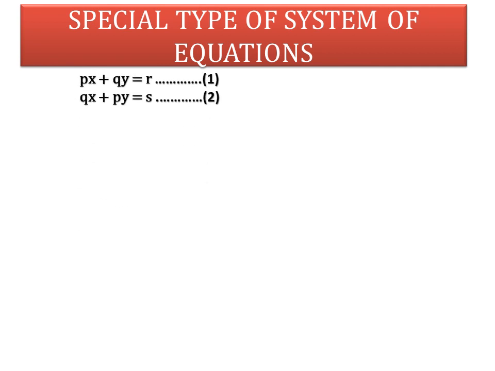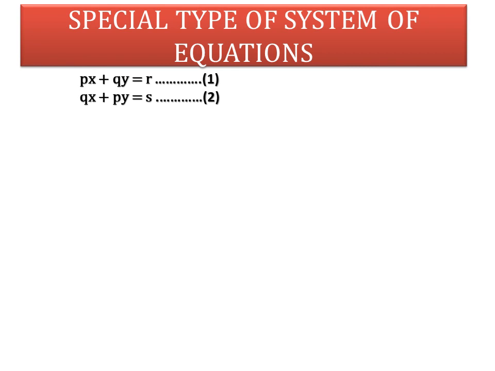The system of equations is like this: px plus qy equals r and qx plus py equals s. What makes it special is the interchange of the coefficients of the variables. In equation 1, the coefficient of x is p and the same is the coefficient of y in equation 2. Similarly, the coefficient of y in equation 1 is q and the same is the coefficient of x in equation 2.